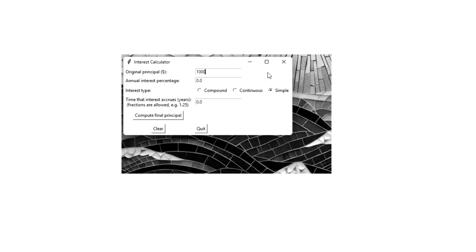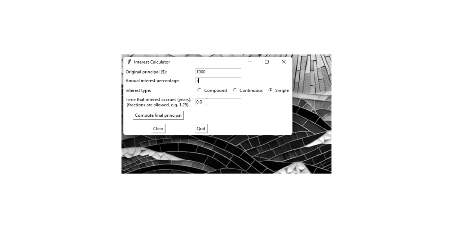I'm showing here the graphical user interface for a relatively simple Python program I wrote related to our work on interest rates. And I'll show you how to use it here. So you put in your initial principal. Let's just try something easy, $1,000. And then you pick what type of interest you want to do. Let's do simple. And let's say it's 7%. So that would be annual.